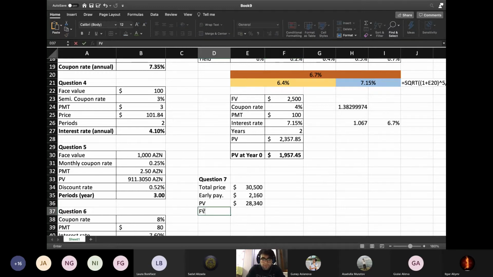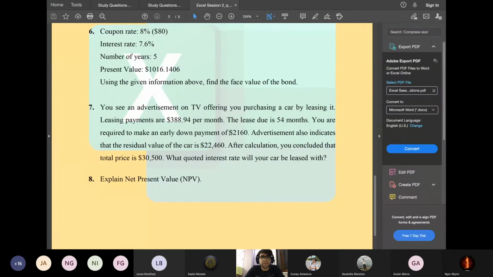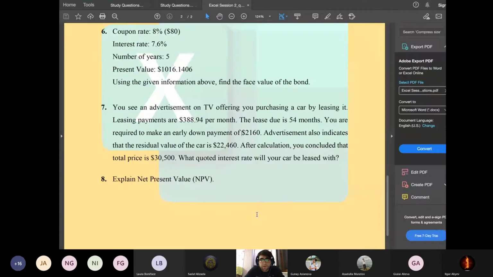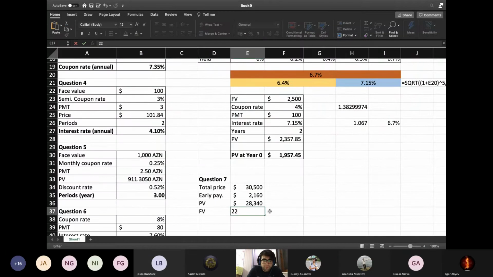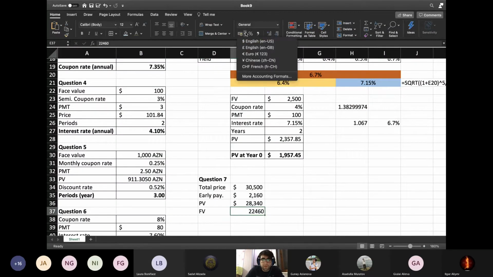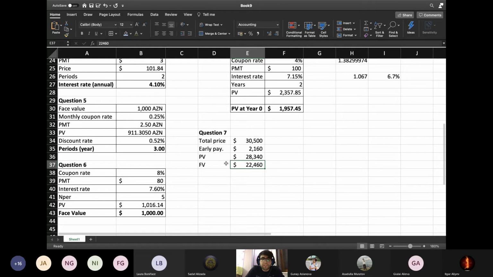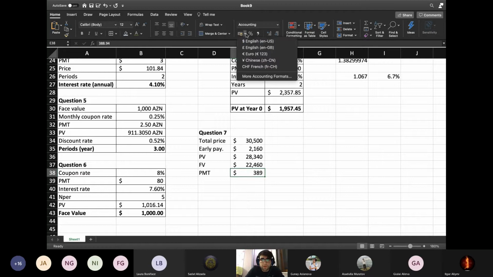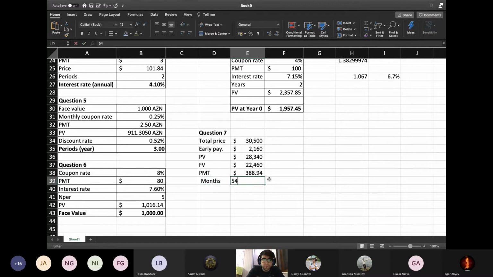So we have also future value, which is the residual value of the car, $22,460. And we have leasing payments, which will be paid monthly, $388.94. And we have 54 months. So everything is given. You can find the annual rate.